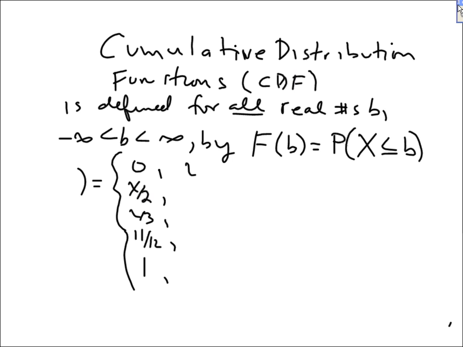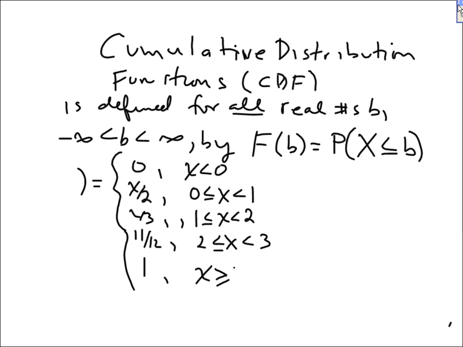Well, you may ask, when is it these values? Excellent question. It's 0 if x is less than 0. It's x over 2 if x is between 0 and 1, can equal 0. If x is between 1 and 2, can equal 1, that will give you 2/3. To get 11 over 12, that's when x is between 2 and 3, it can equal 2. And it's 1 if x is 3 or more. And for some reason this didn't come out. F of b is equal to this.